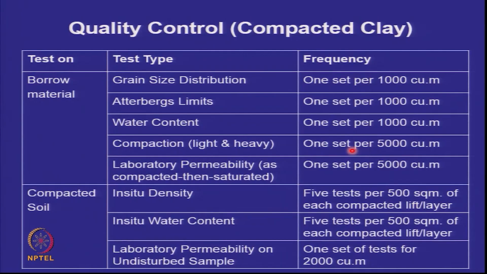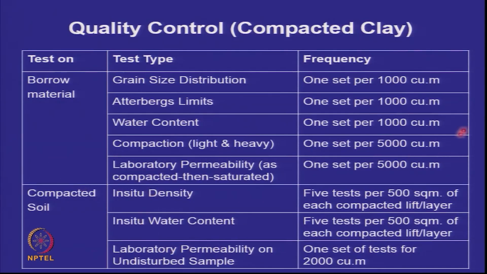And you have a rigorous testing program. What kind of quality control tests must you do? So typically you will see that you have to do grain size distribution, Atterberg's limits, water content, compaction, laboratory permeability tests, in situ density, compaction control, in situ water content, and laboratory permeability on undisturbed samples.